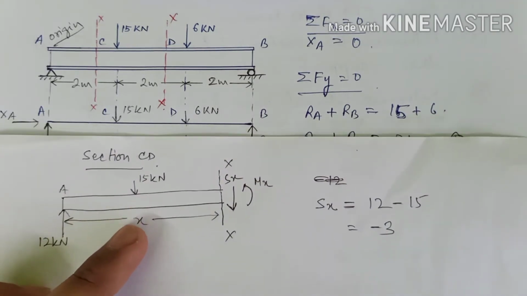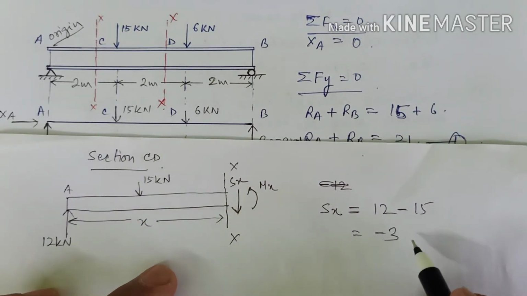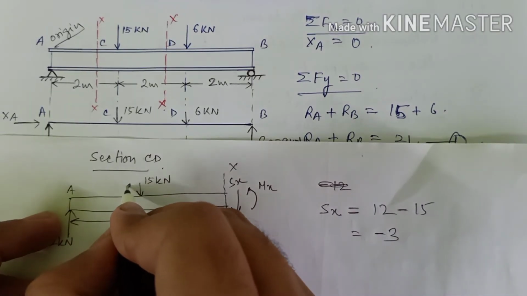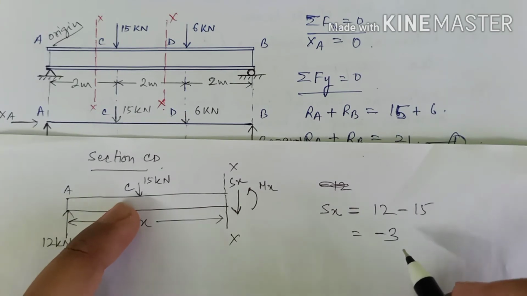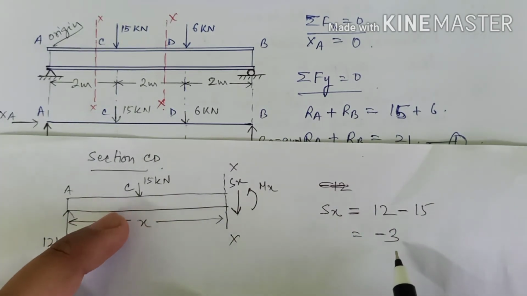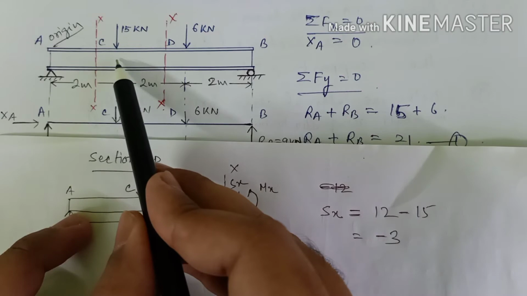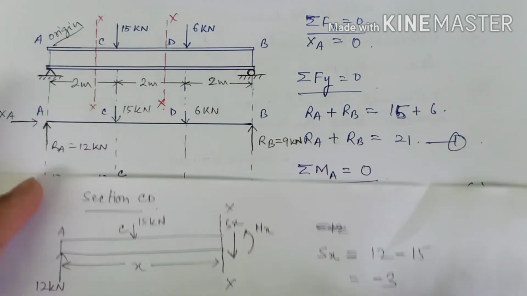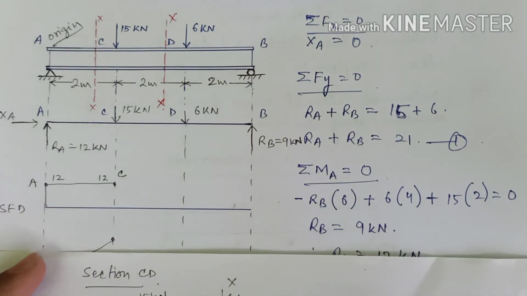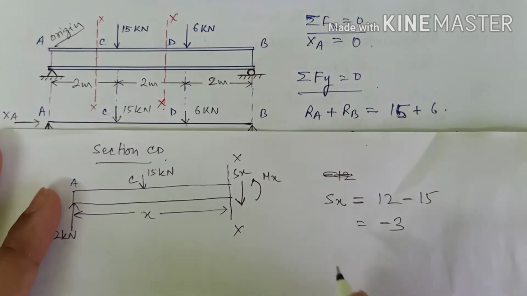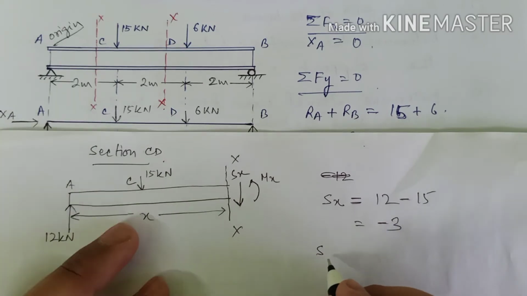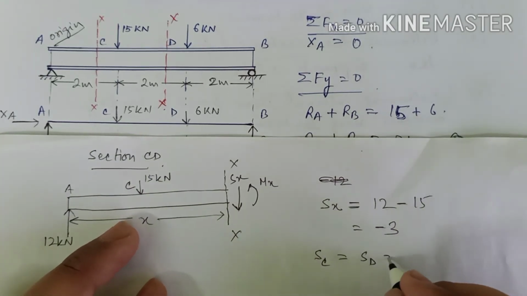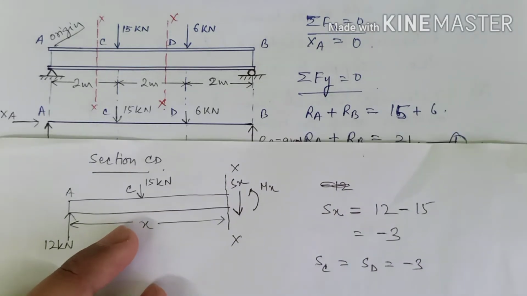So same thing guys, we don't have any variable x in this, so basically we can say that the value of shear force from section C to D is constant, right? So it is minus 3. So we can write like this: shear force at C will be equal to shear force at D, and it will be minus 3.